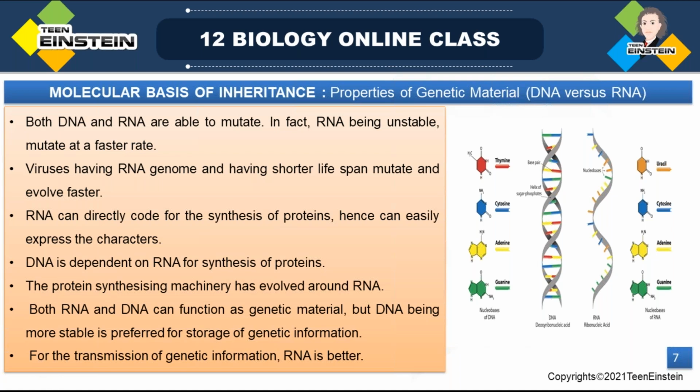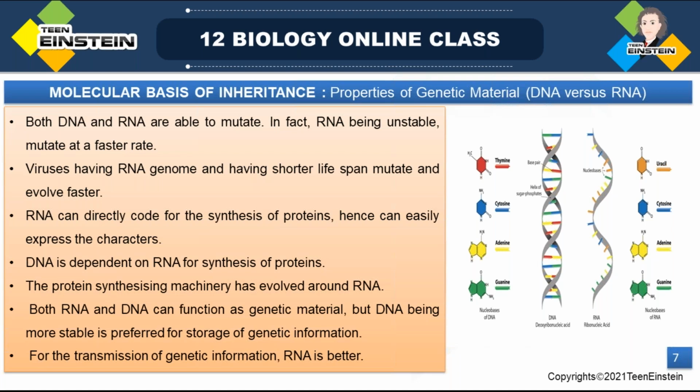The expression of character is very easy for them, which are having RNA as the genetic material. But in the case of DNA, they are depending on RNA, right? DNA should depend on RNA because first DNA should code for RNA and then that RNA will synthesize protein and then the protein will get expressed, right?